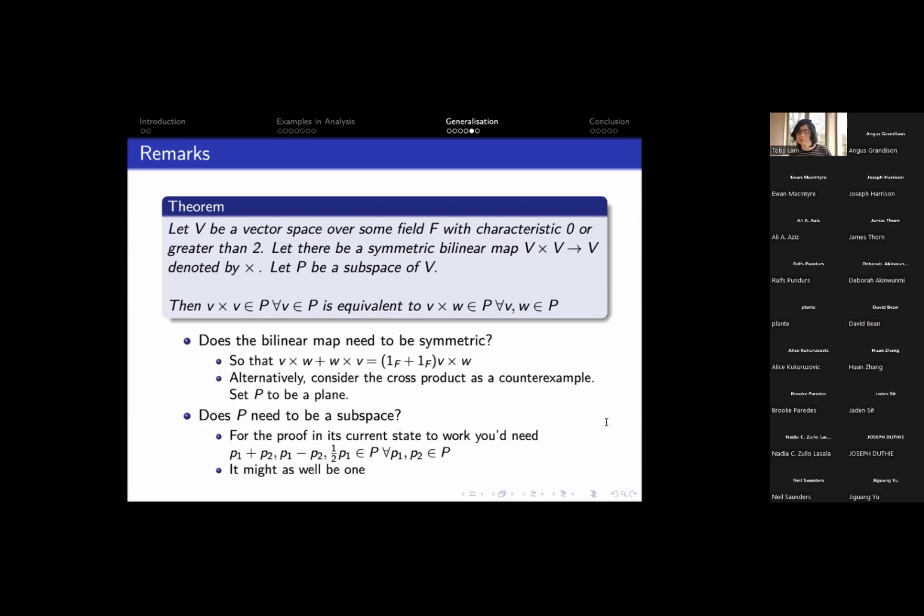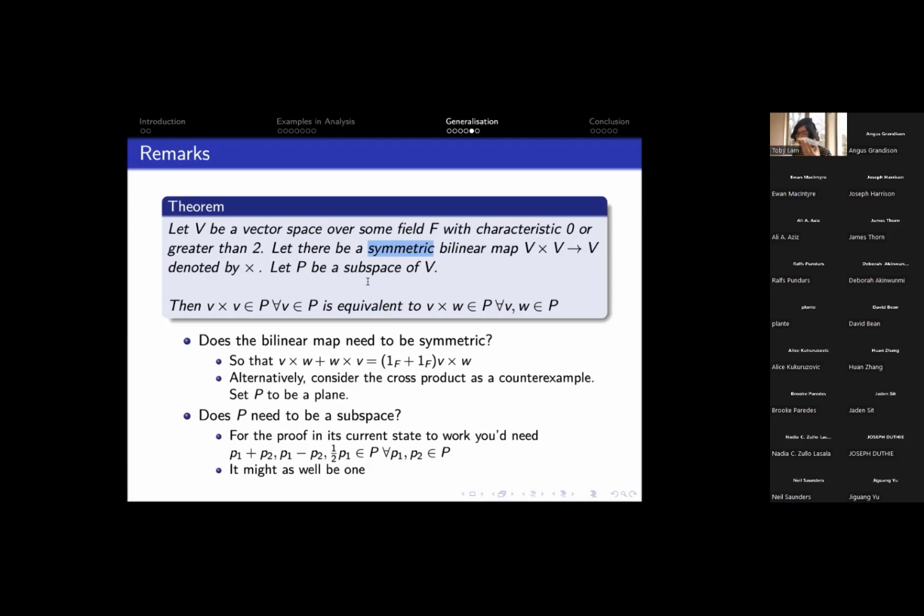So does the bilinear map need to be symmetric? Well, the dumb answer is that because we use the identity, we want it to be symmetric. But I think a more interesting thing is to think about the cross product. In fact, if you remove the symmetric condition in this entire theorem, then the cross product can just be substituted in, right? In that case, you can let V be the R3 space, the 3D space, and you can let P be some plane in the vector space.